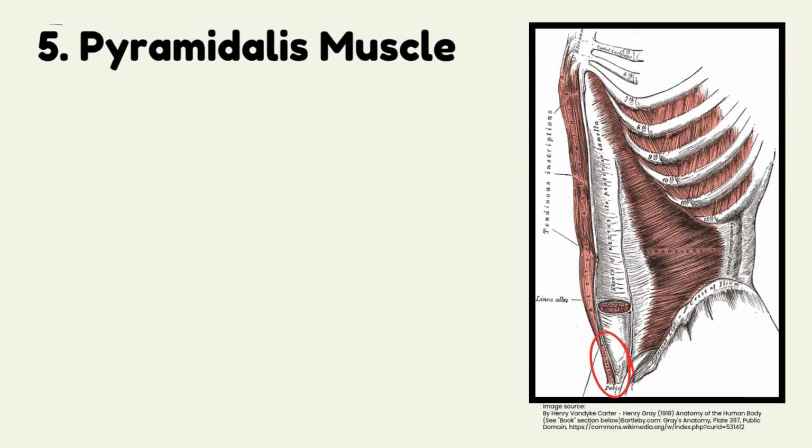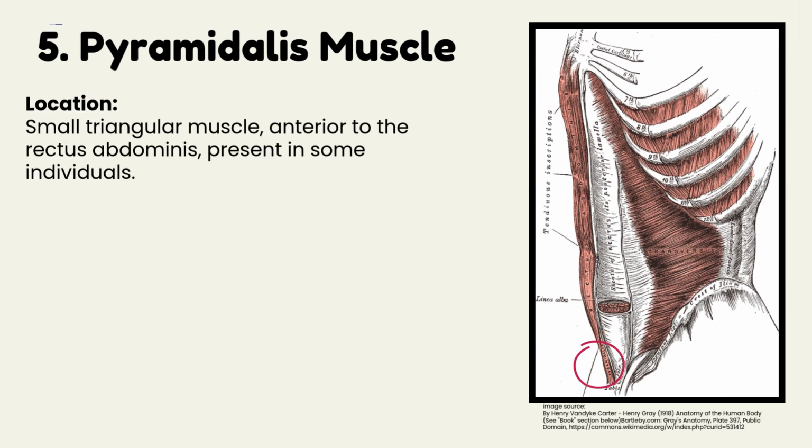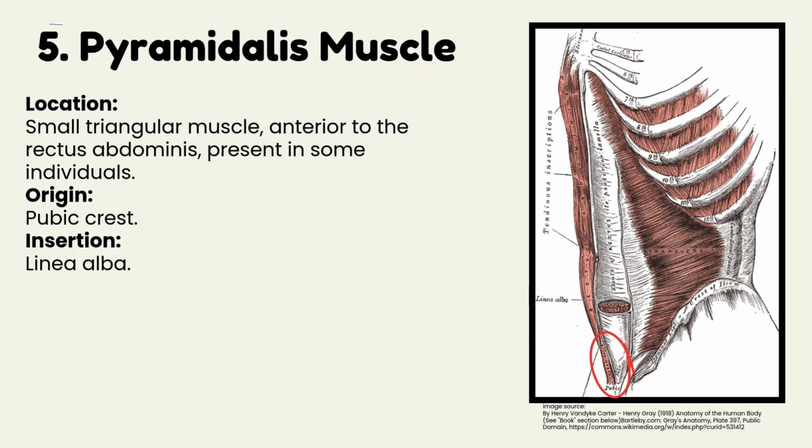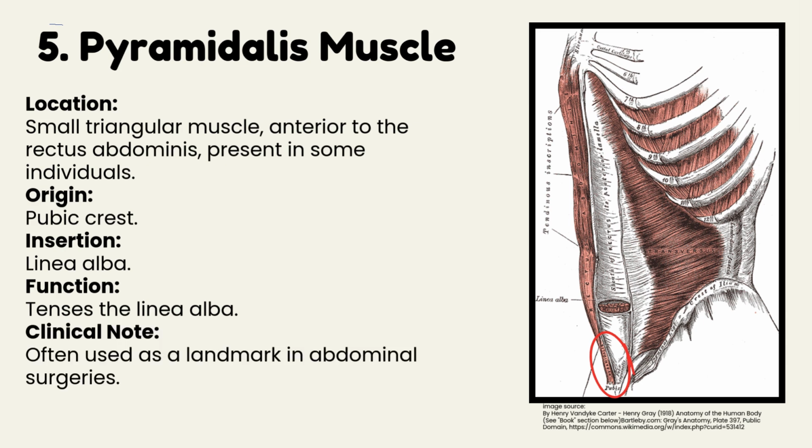Number 5. Pyramidalis muscle. It is a small triangular muscle, anterior to the rectus abdominis, present in some individuals. It originates from the pubic crest. It is inserted into the linea alba. It tenses the linea alba. Clinical note: it is often used as a landmark in abdominal surgeries.